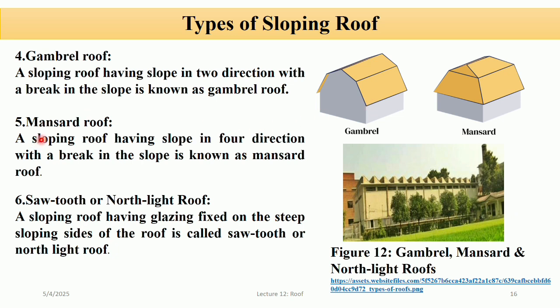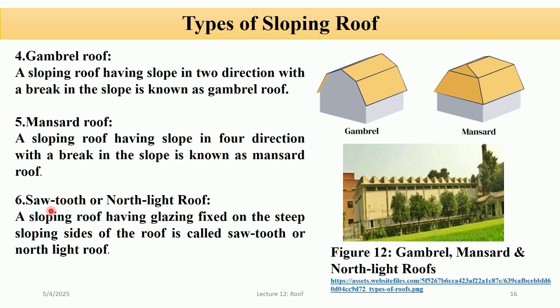The fifth one is the mansard roof. A sloping roof having slopes in four directions with a break in the slope is known as a mansard roof. You can see in the figure, this is the mansard roof. It is seen in residential buildings, especially in urban areas where adding an extra floor is desired. The advantages of this roof are that it maximizes usable interior space and adds an extra story without raising the height of the structure much.